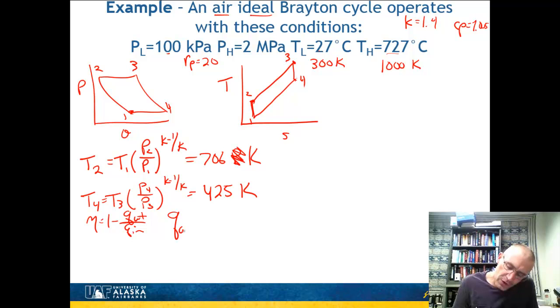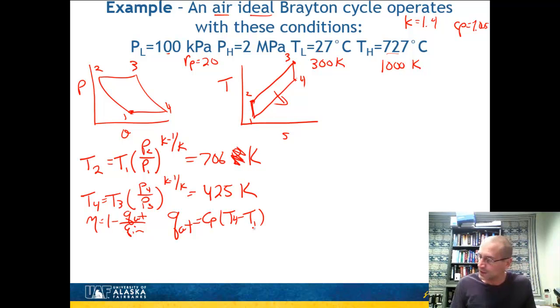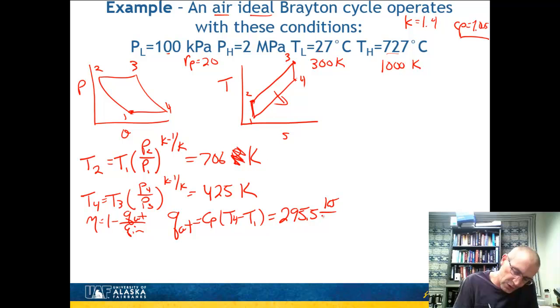So let's find out what Q out is. And Q out, that occurs at that step there. So that's going to be Cp (T4 minus T1). And if I plug in those numbers there using my value of Cp of 1.005, this is 295.5. My units are going to be kilojoules per kilogram, going from mass here.